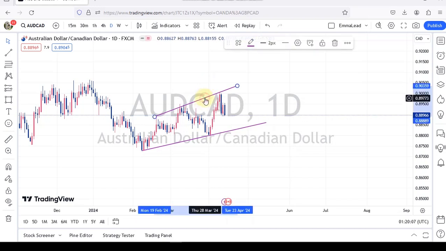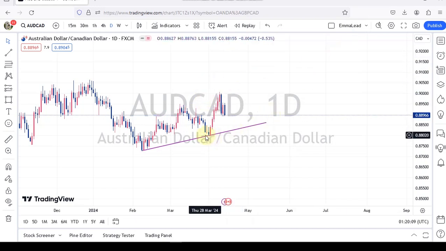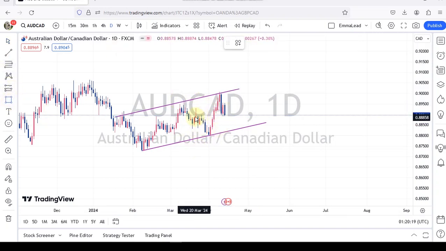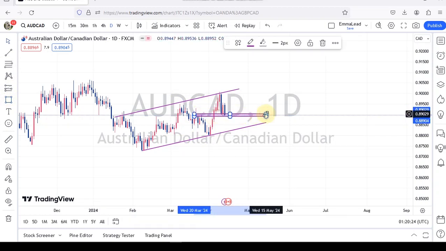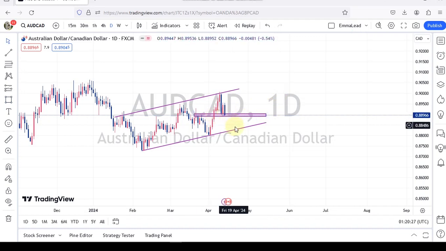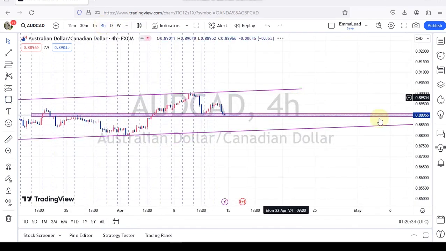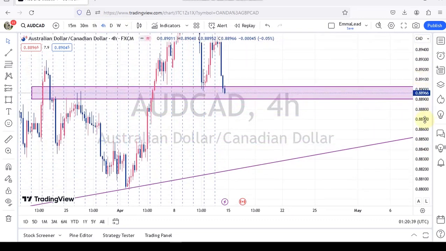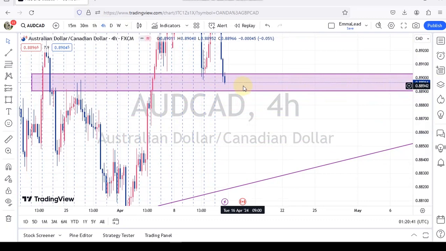So let me see what it looks like. What do you see? I'm seeing another thing here. This is a strong zone right here. I don't know if the market will break below or reverse back, but let me take it to 4-hour so that I can see more clearly what the market may want to say.